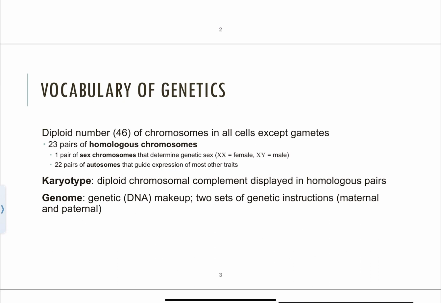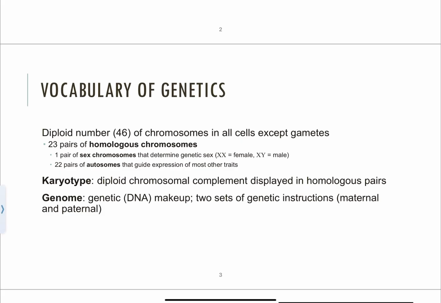So when we're talking about humans, we have a diploid number of chromosomes. So we have 46 total chromosomes, but these 46 chromosomes are in pairs. So we have 23 pairs of what we call homologous chromosomes. This is all of our cells except for our gametes, so all of our somatic or our body cells. When we're talking about the 23 pairs of homologous chromosomes, one set, so 23 chromosomes, come from the father, and 23 chromosomes come from the mother.